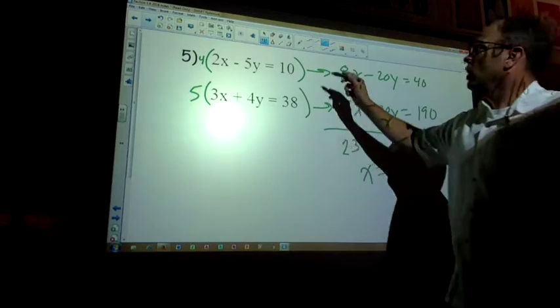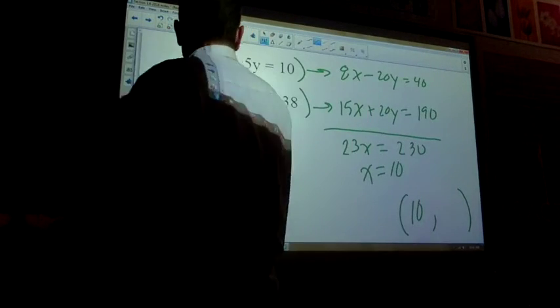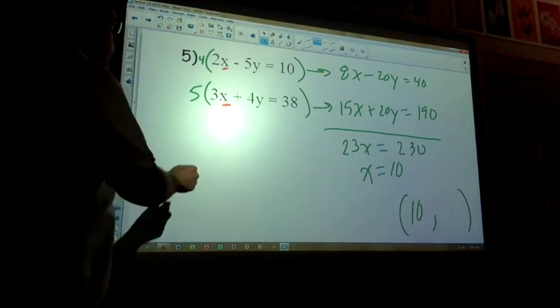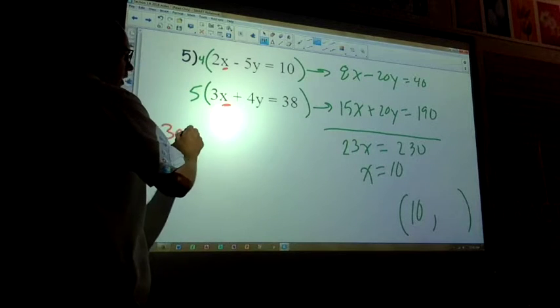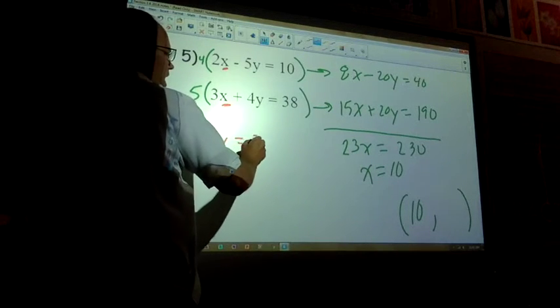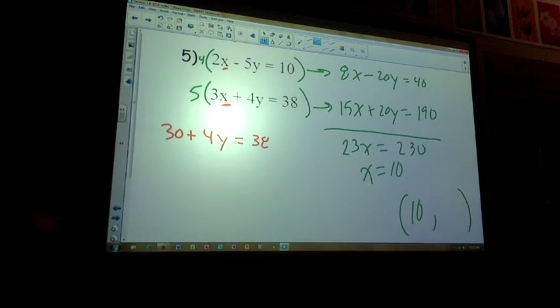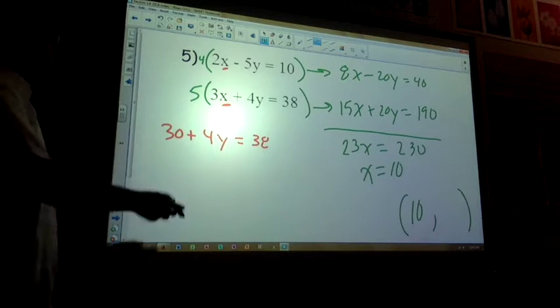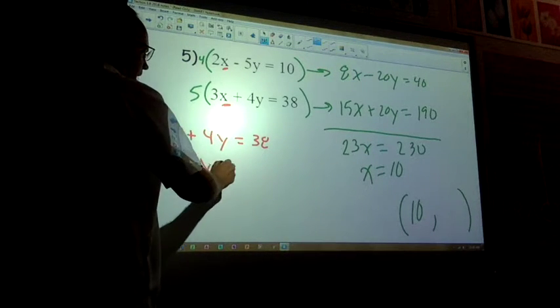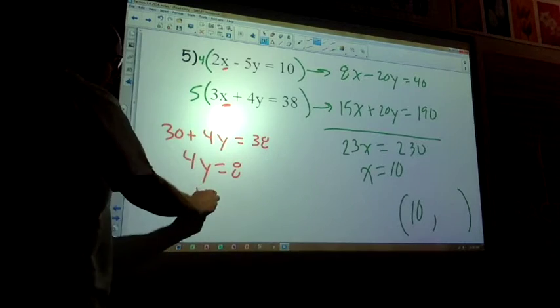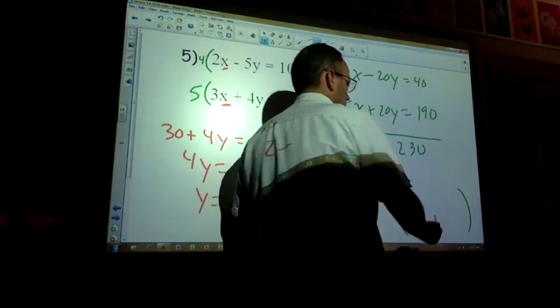No. So you need to plug into one of your originals. Doesn't matter which one. I'll pick the bottom one. So I'm going to get 30 plus 4y equals 38. Everyone understand why I got 30 there? So I get 4y is equal to 8. So y equals 2. There's my answer.